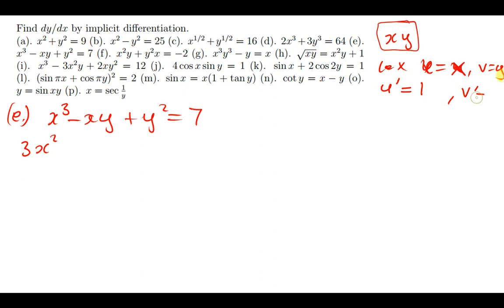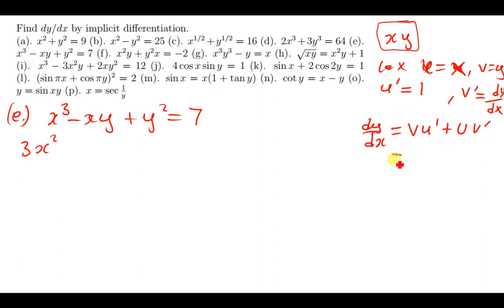The derivative of y with respect to x is simply just going to be 1, but not only 1, because we're differentiating y, we're going to have 1 times dy/dx. This is what we have. So now the product rule states that dy/dx is equal to v u prime plus u v prime.